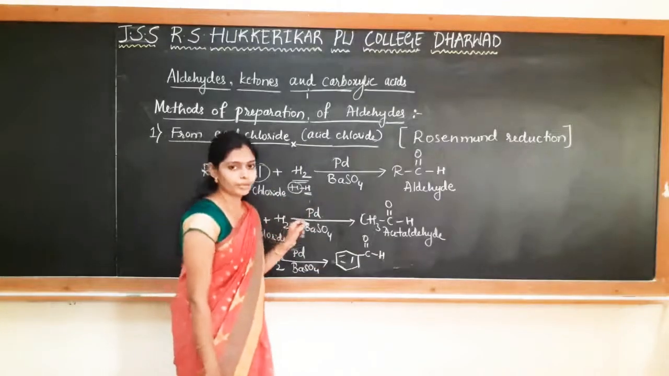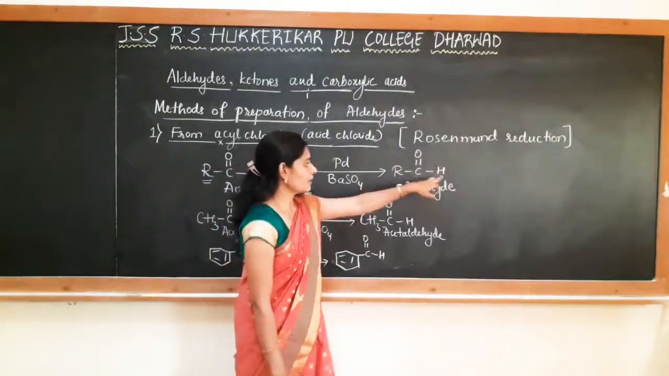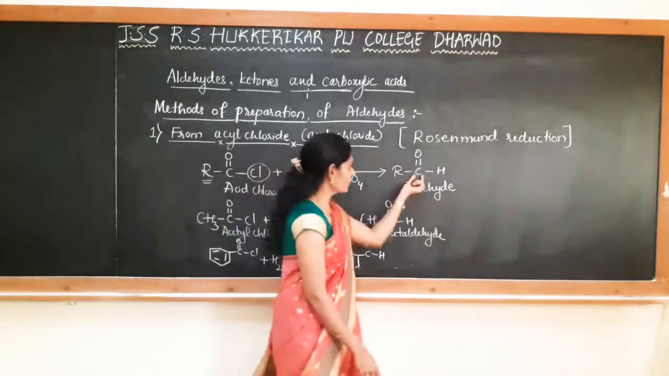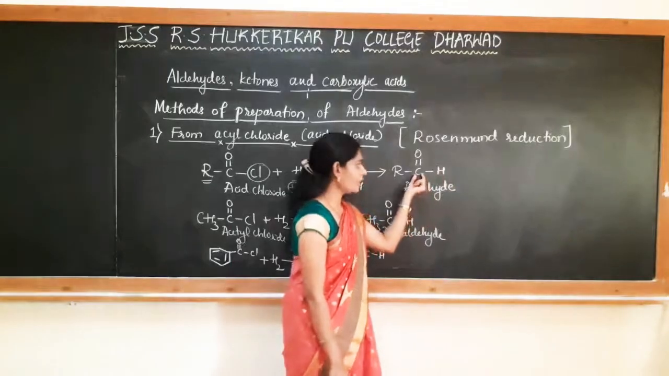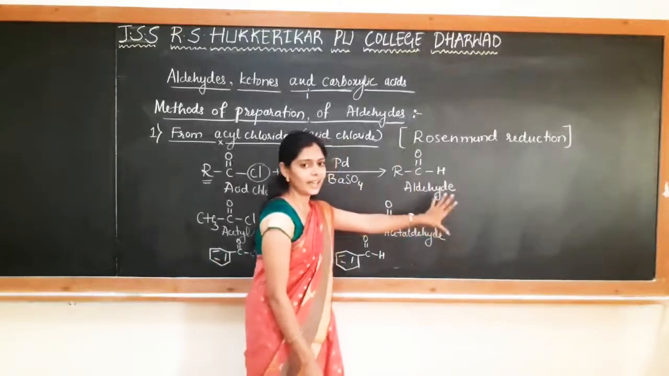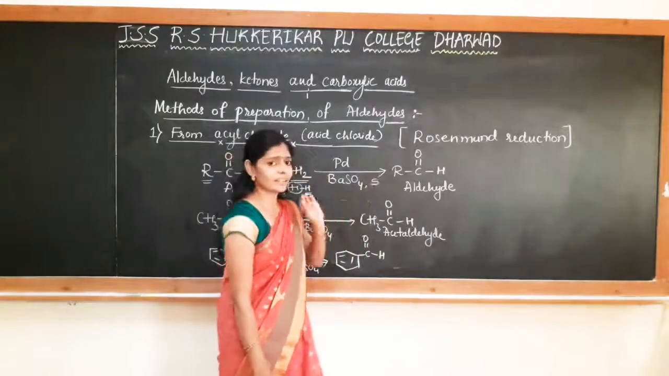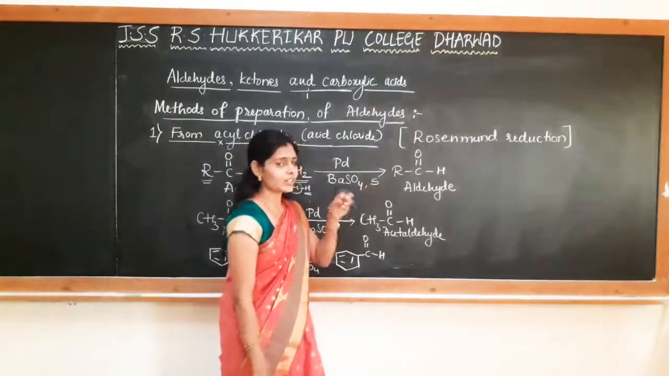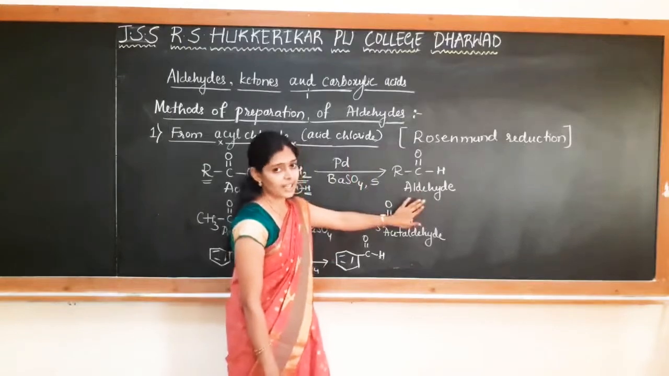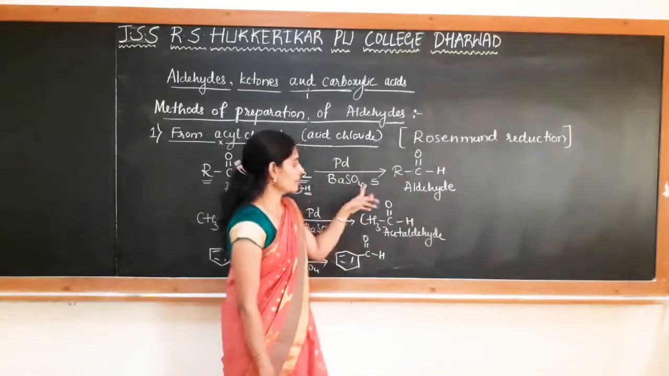Here one more point you have to remember. If the reaction continues like this, the aldehyde may further undergo reduction to form primary alcohol, RCH2OH. So when we need only aldehyde, we have to use a little amount of sulfur which acts as a poison. It partially poisons the reaction, so that the reaction stops at the aldehyde step. This is one thing we have to remember.